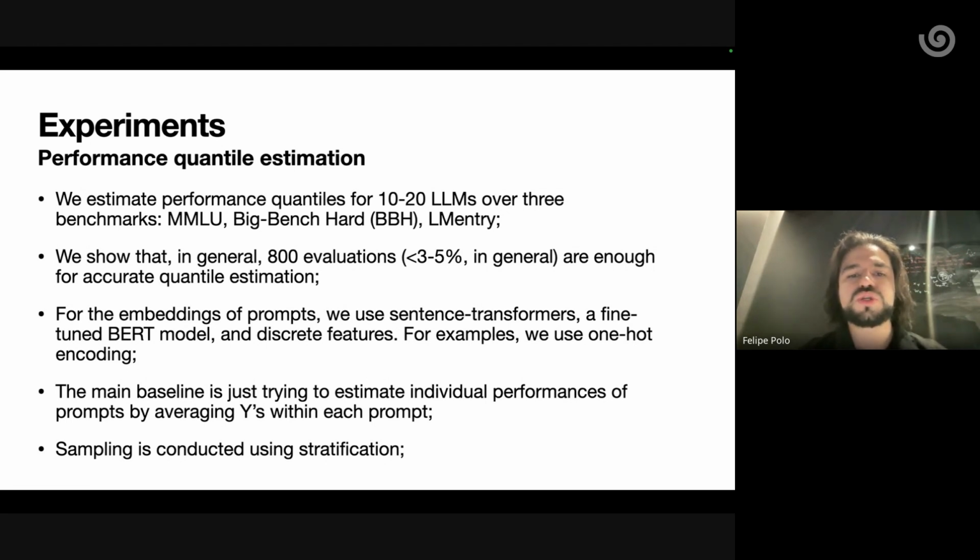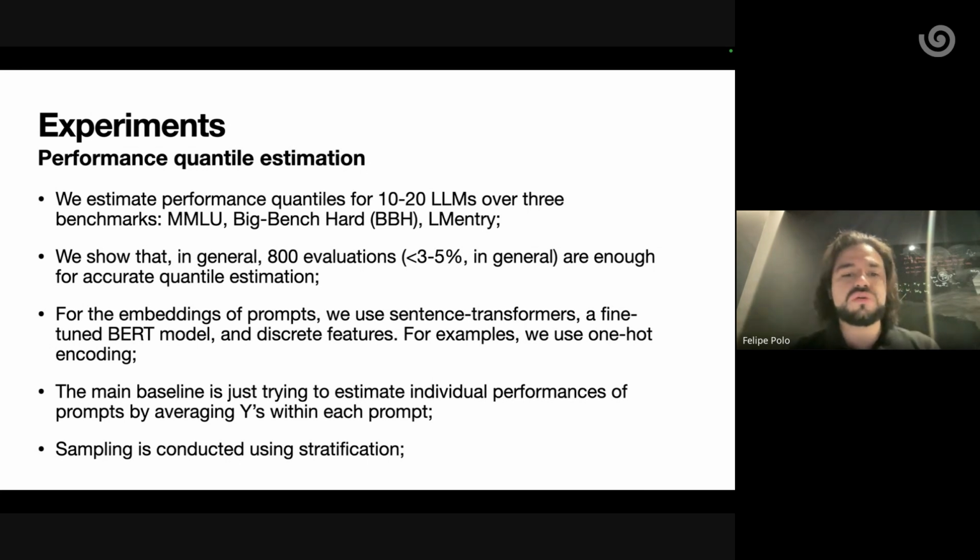In general, what we show is that 800 evaluations out of 30,000 is enough to get an accurate estimation of some key quantiles of interest, for example the median, the quartiles, or even the top 95% and the bottom 5% quantiles.